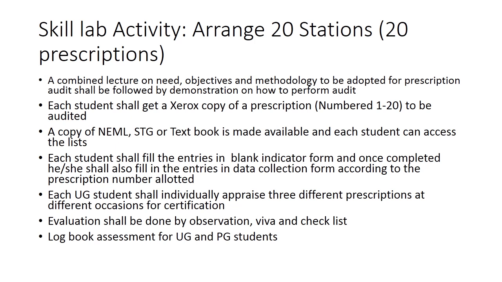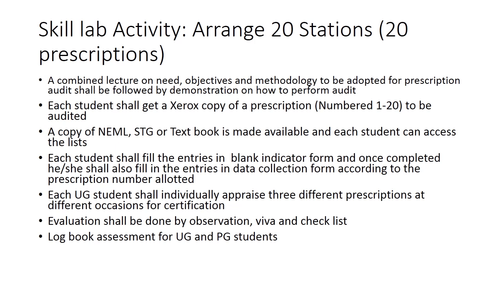Each student shall get a Xerox copy of prescriptions numbered 1 to 20, which he or she has to audit. A copy of the National Essential Medicine List, Standard Treatment Guidelines or a textbook is made available, and each student has access to it also. Each student shall fill the entries in the blank indicator form, and once completed, shall also fill the entries in the data collection form according to the prescription number allotted. Each UG student shall individually appraise 3 different prescriptions on different occasions for certification.